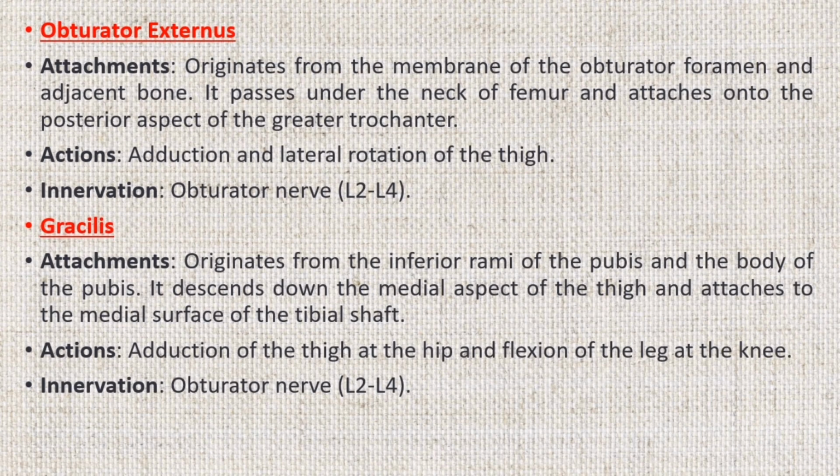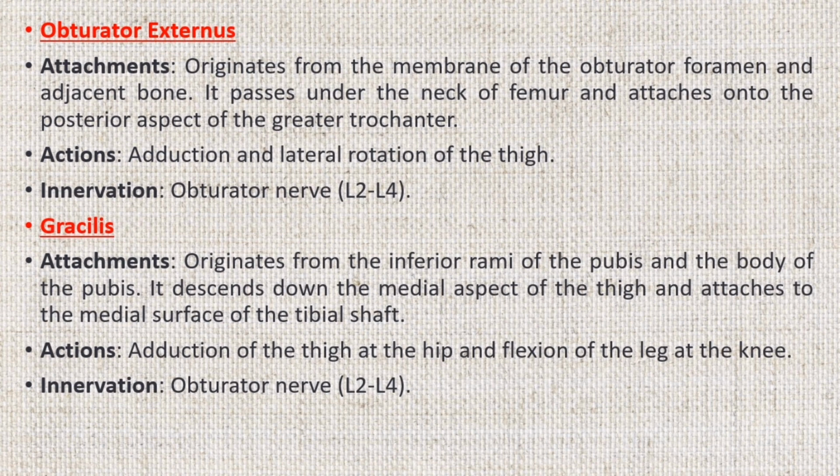Obturator externus. The obturator externus is one of the smaller muscles of the medial thigh and it is located superiorly within the compartment. Attachments. Originates from the membrane of the obturator foramen and adjacent bone. It passes under the neck of femur and attaches onto the posterior aspect of the greater trochanter. Actions. Adduction and lateral rotation of the thigh. Innervation. Obturator nerve L2 to L4.